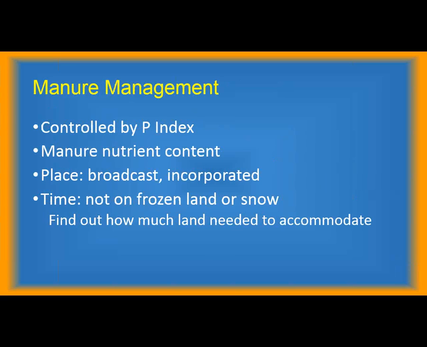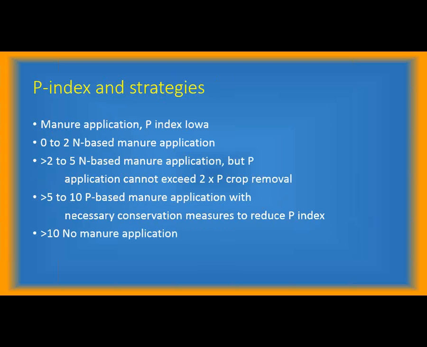Iowa State's got something on this. Look at the manure nutrient content, and where it's placed, whether it's broadcast or incorporated, and what time it's put out within the cropping season. They use some of these variables to go ahead and construct a P index. And then once they go to this P index, there are different things that you can do and can't do.